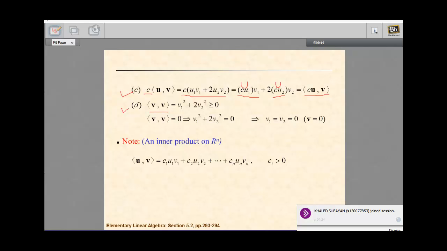Similarly, the last property: V comma V can be written as V1 squared plus 2 V2 squared, which is always greater than or equal to 0, and if you add them, it is 0 if and only if V1 is equal to V2 is equal to 0. So these are the 4 properties. All the 4 properties hold. Hopefully you understand how to prove an inner product space. If you have any question, you can ask me.